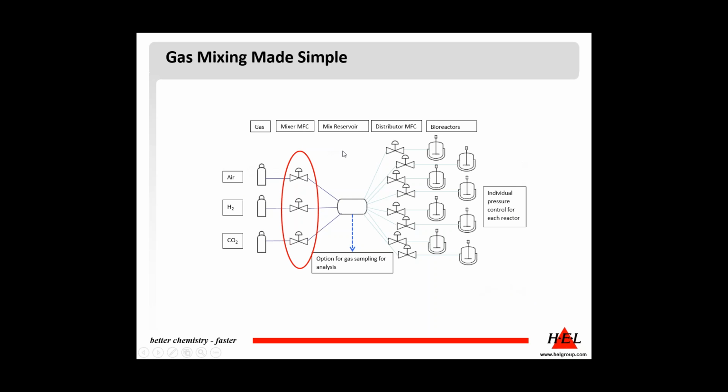The first tier of flow controllers are the mixer flow controllers, and they flow gas into a mixed reservoir. And at this point there is an option for gas sampling here for analysis, and this can be compared to the off-gas analysis from the reactors if needed. Then we have the distributor flow controllers, which flow the gas individually to the bioreactors, and each of these bioreactors are pressure controlled, so you can set the pressure and maintain that pressure over the course of the process.